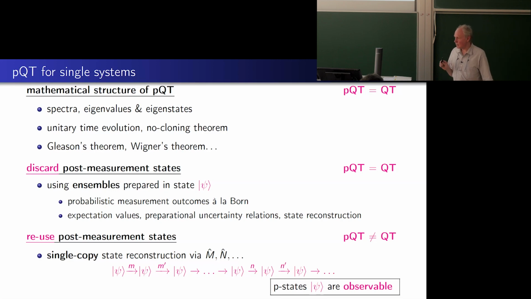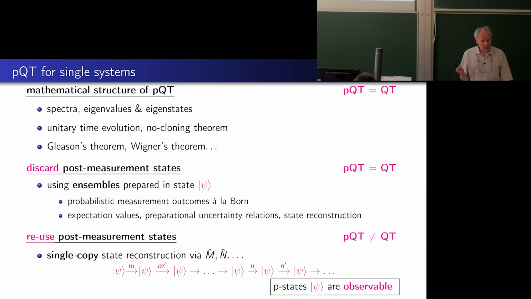And now we come to the interesting bit where we actually involve the post-measurement state in our reasonings. The first important feature is, and it is relatively straightforward to see, as you will notice, but it is of fundamental importance, because we have what we call single copy state reconstruction.